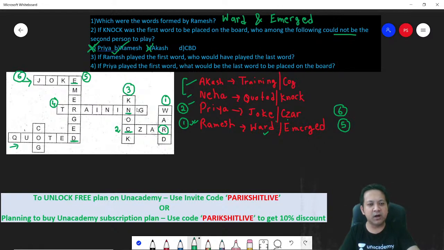Right? Who formed the third word? Third word was Knock. Remember? So in round 2 also, the third word has to be formed by the person who wrote Knock. Who wrote Knock? Neha, right? So if Neha was third in round 1, Akash will be 4 in round 1, and in that case this order will be maintained. In round 2, after 5 and 6, Neha will be 7 and Akash will be 8. Akash will be 8. You got this.